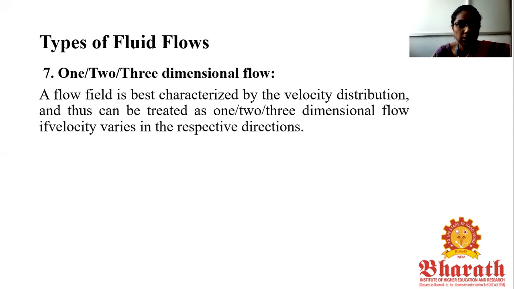Then coming to the next type of fluid flow, which is 1, 2 and 3-dimensional flow. A fluid flow is best characterized by the velocity distribution, and it can be treated as 1, 2 or 3-dimensional flow if the fluid property like velocity varies in the respective directions. So this is 1, 2 and 3-dimensional flow.